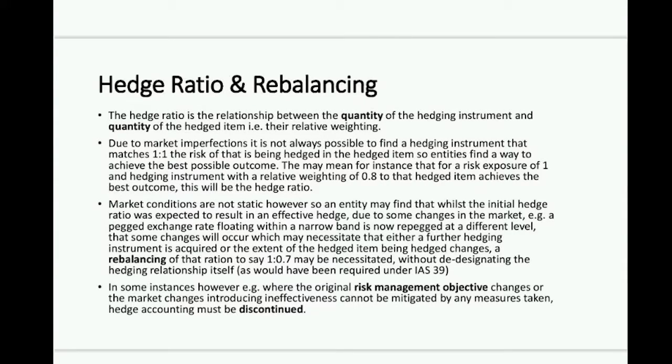We spoke about hedge ratio in my first slide on hedge documentation under IFRS 9, where I was highlighting differences with IAS 39. And effectively what a hedge ratio is, and it actually builds on the last point that I made on the previous slide, is the relationship between the quantity of the hedging instrument and the quantity of the hedged item in their relative weighting.